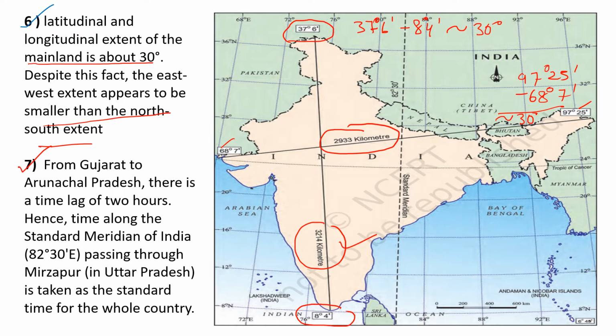The seventh point is, from Gujarat to Arunachal Pradesh, there is a time lag of 2 hours, and hence the time along the standard meridian of India, that is 82 degree 30 minutes east, passing through Mirzapur in Uttar Pradesh, is taken as the standard time for the whole country. Due to the longitudinal difference of 30 degree, there is a time lag of 2 hours, because you have to remember that 1 degree equals 4 minutes.